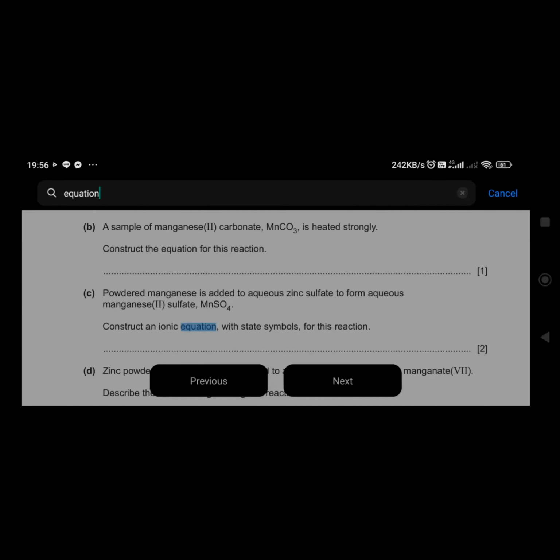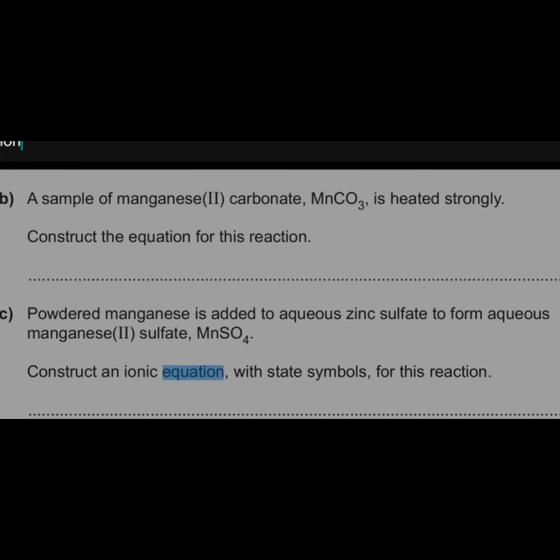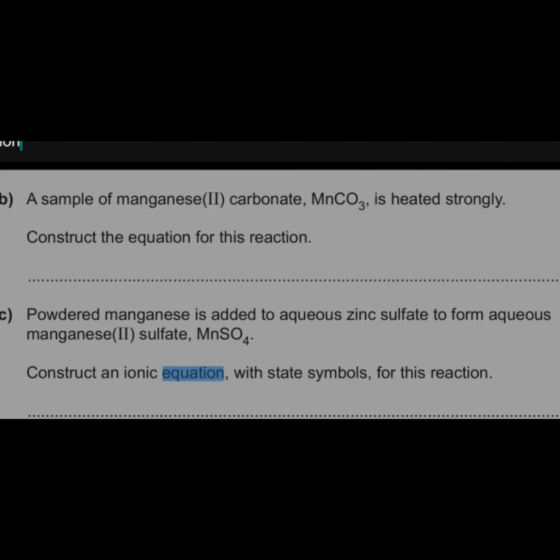A sample of magnesium carbonate is heated strongly. That's all they say. Now look at this type of equation. They say a sample of magnesium carbonate is heated strongly. That means it's a carbonate decomposition reaction, right? So manganese carbonate, or whatever the carbonate, if you heat it strongly, you might get it decomposed, right? If it decomposes, you know what products it can form, right?